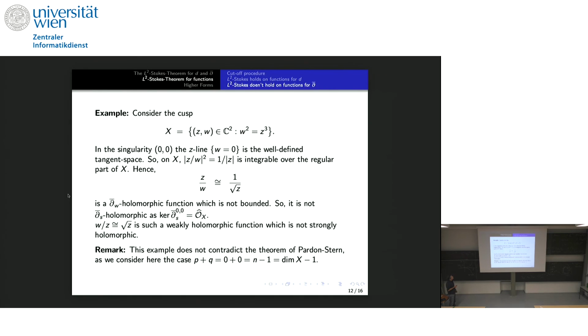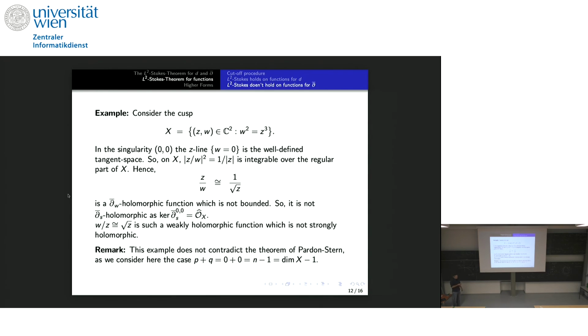If you put W over C, then you get the square root of C. This is a classical thing from Riemann surface theory. This is bounded. This is a weakly holomorphic function, but it is not strongly holomorphic because it's not the restriction of a holomorphic function on some ambient space. Just to complete the picture here.